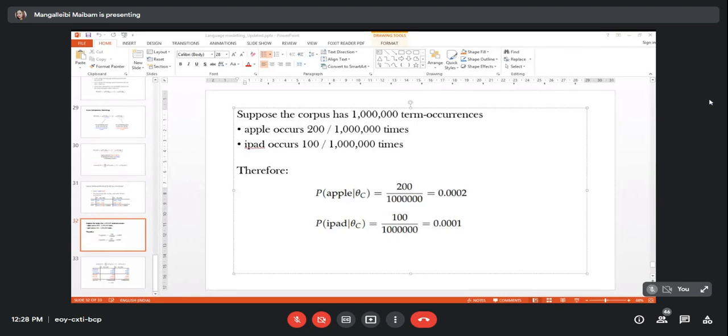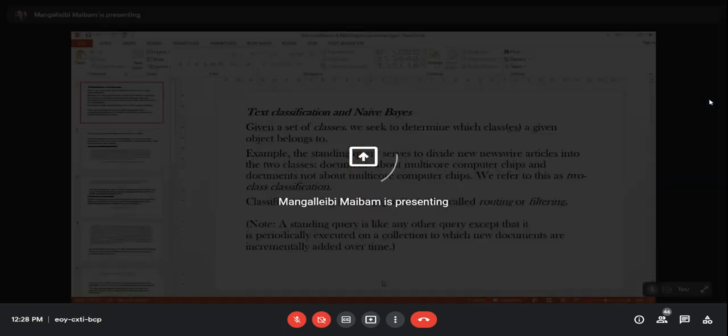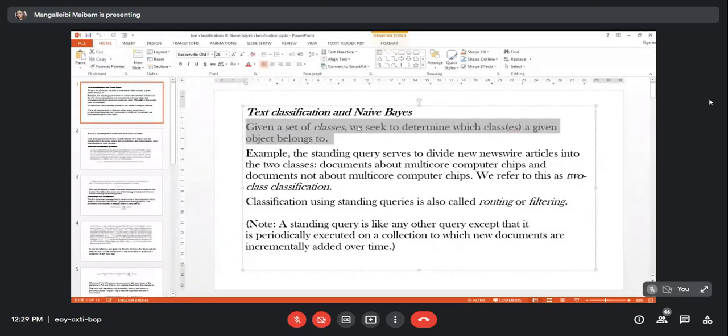So after language models, we have text classification, and naive Bayes text classification. Here we are going to classify some set of text based on observed data. So given a set of classes, we are going to determine which class a given object belongs to. So this is nothing but text classification, right?